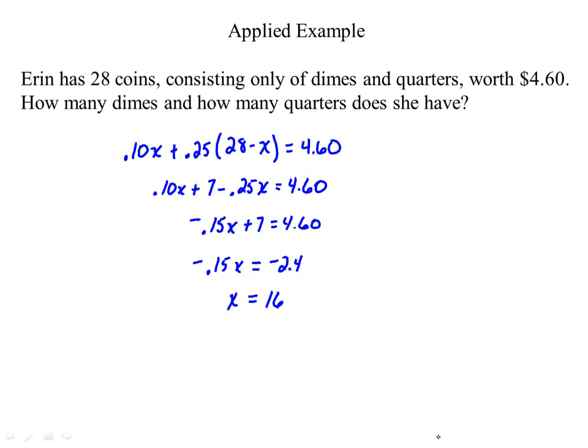From here, you're going to subtract 7 from both sides. So if I subtract 7 from 4.6, because I need to get the 7 over here, you're going to get negative 2.4. To get the x by itself, I'm going to divide both sides by negative 0.15, so x is equal to 16. What does that mean? There are 16 dimes. So if I have 16 dimes, how many quarters?